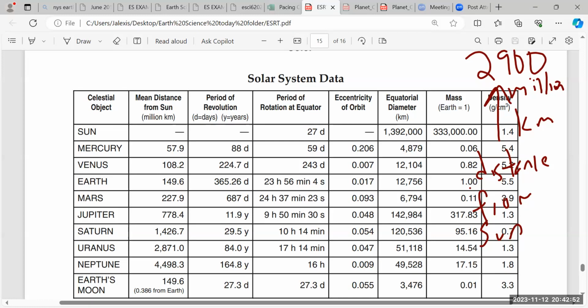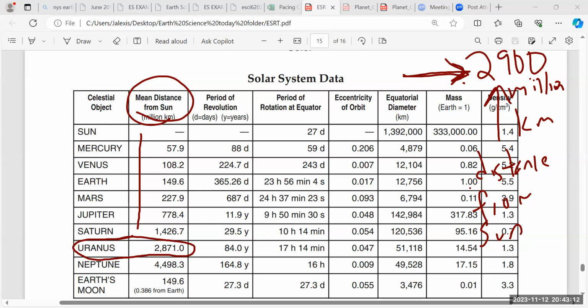And so I'm looking for the planet whose average distance from the sun is closest to 2,900 million kilometers. When I'm scanning, the one planet that is closest to 2,900 million kilometers is Uranus at 2,871. As you can see, 2,871 is very close to 2,900. And so Uranus is the correct answer.